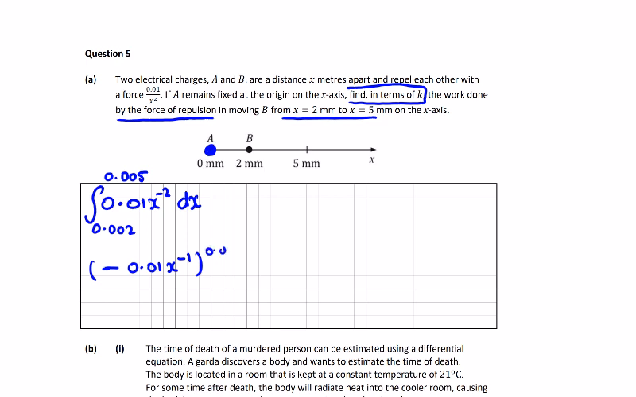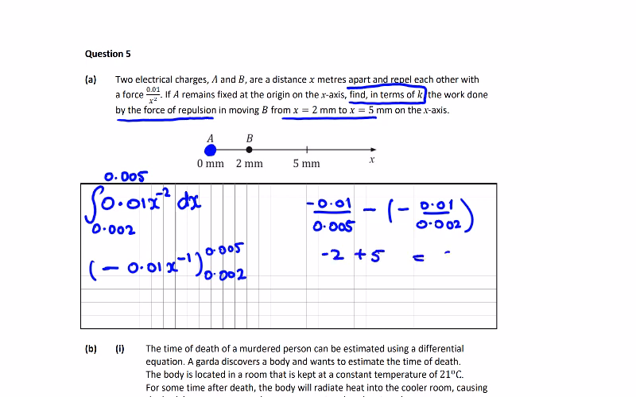between 0.005 and 0.002. So that's just going to be minus 0.01 over 0.005, and then minus 0.01 over 0.002. This is the same as 10 over 5, so that's going to give a minus 2, and then we're going to have a plus 10 over 2, 5. So that's equal to 3 joules for the work done.